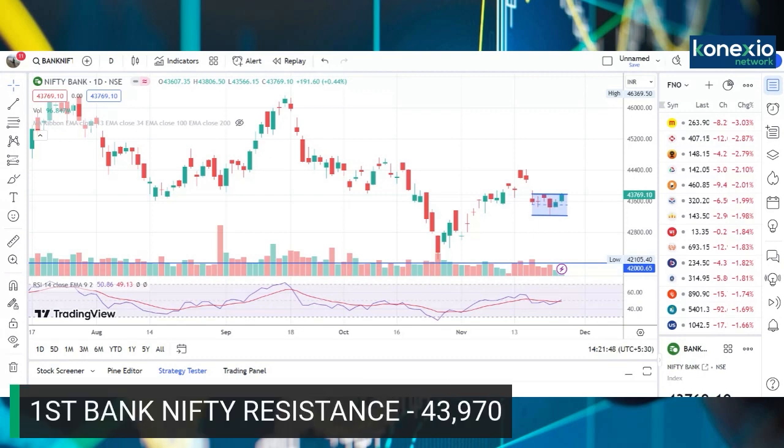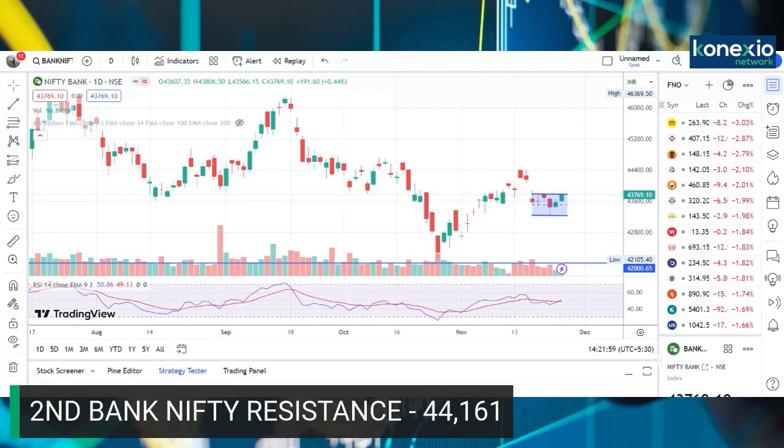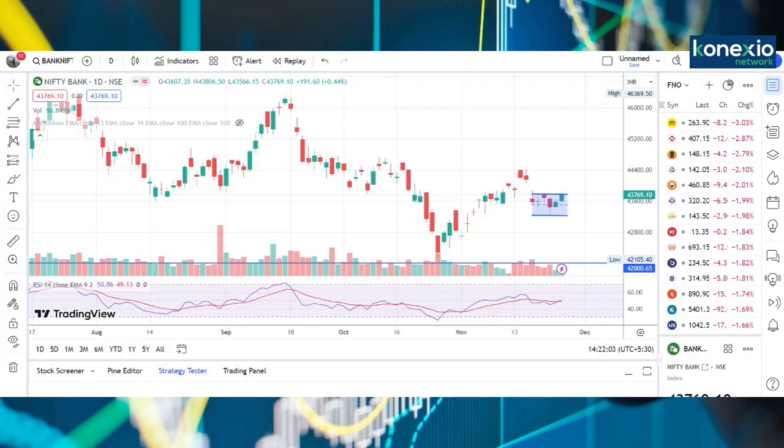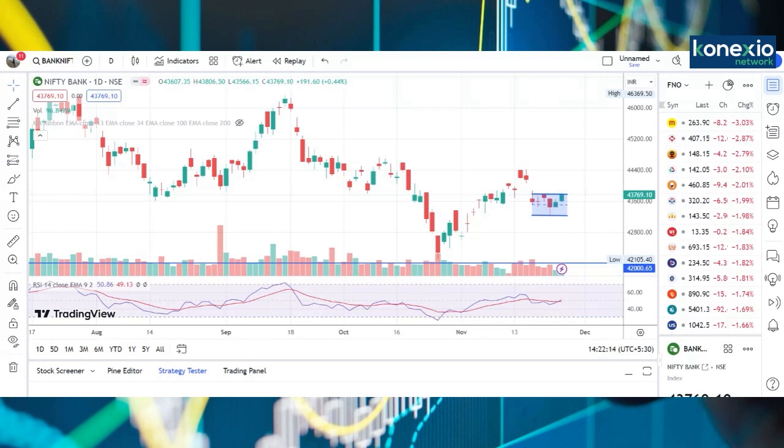Now let us discuss the resistance in the Bank Nifty. So first resistance in the Bank Nifty is placed at 43,970. Above that, the second resistance is placed at 44,161, and above that, the third resistance is placed at 44,444. So these are the important supports and resistance levels in Bank Nifty for the next week.